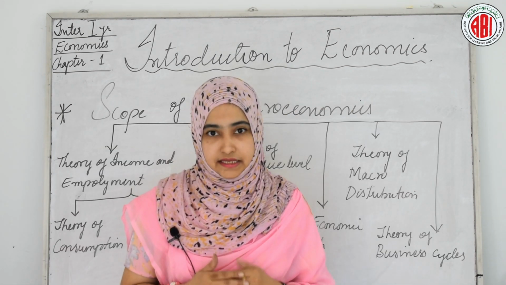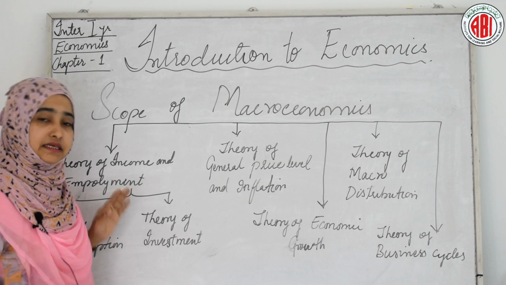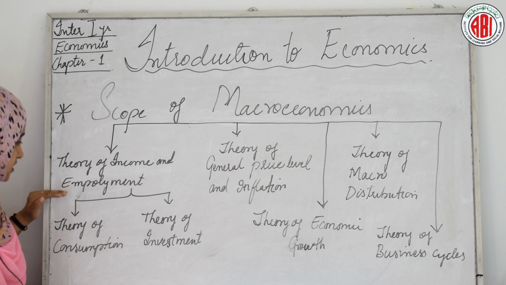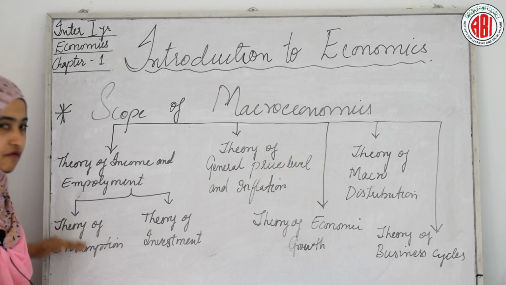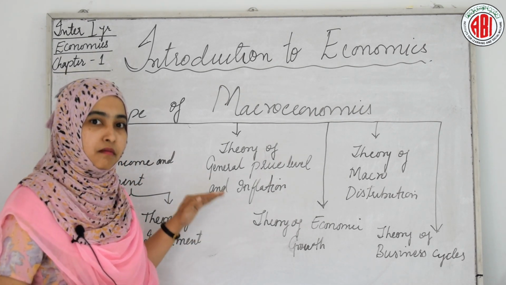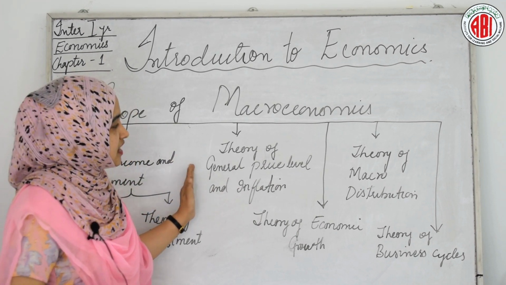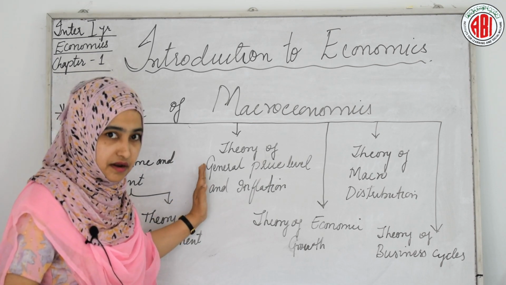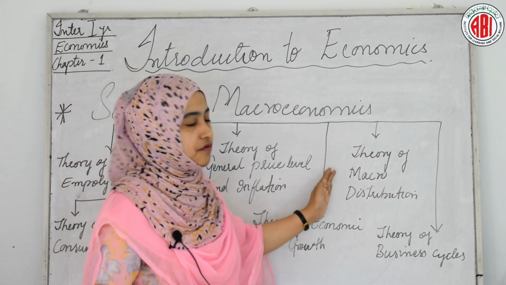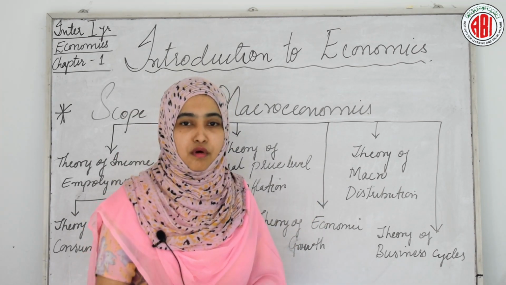Now we will see the scope of macroeconomics. Macroeconomics has a very wide scope. Under the theory of income and employment, there are again two theories, that is the theory of consumption and the theory of investment. Next, under the scope of macroeconomics, the theory of general price level and inflation. After this, the next theory is the theory of economic growth, then the theory of macro distribution, and at last the theory of business cycle come under the scope of macroeconomics.